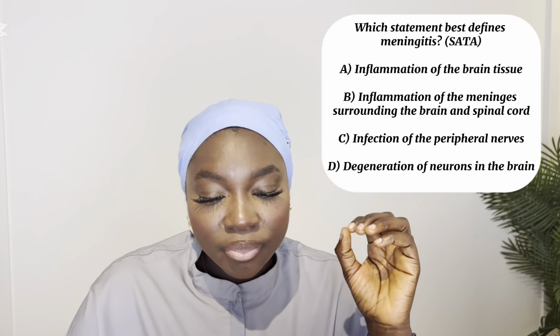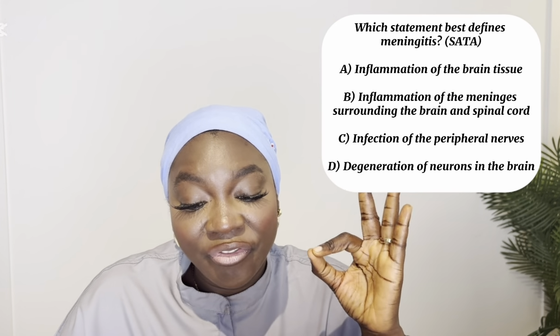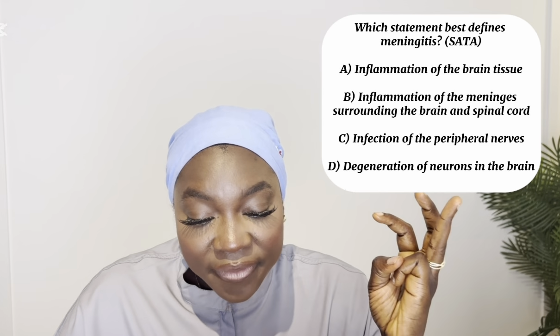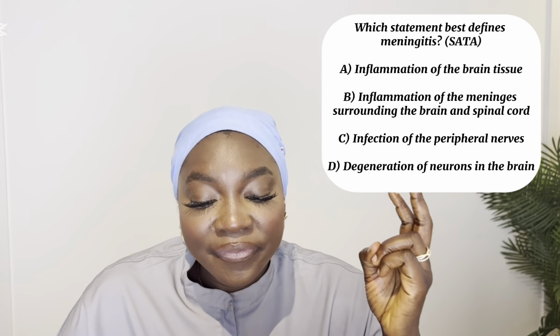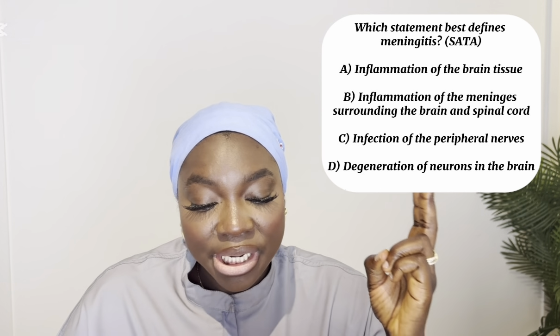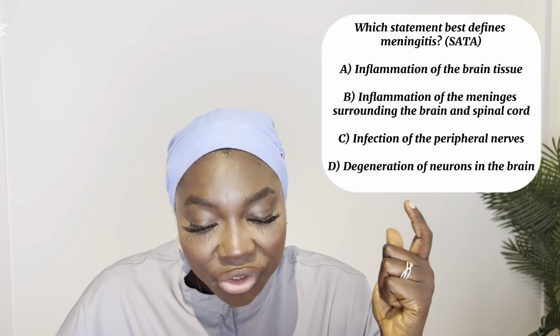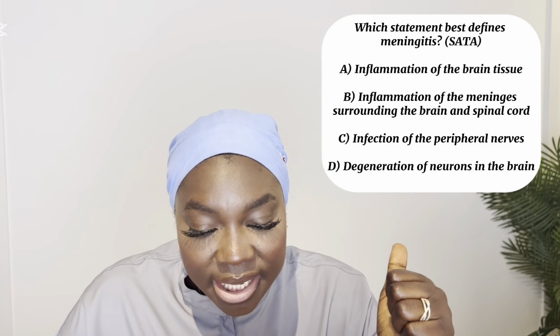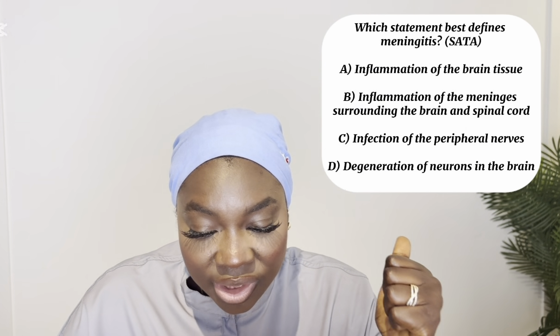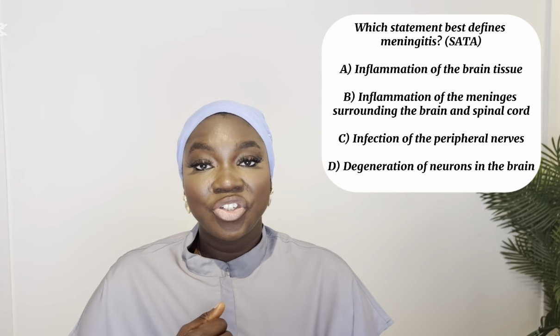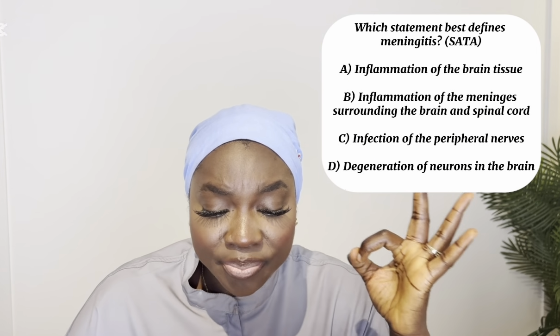First question: which statement best defines meningitis? A. Inflammation of the brain tissue. B. Inflammation of the meninges surrounding the brain and spinal cord. C. Infection of the peripheral nerves. And D. Degeneration of neurons in the brain. Please select your answer. And guys, the right answer is B.